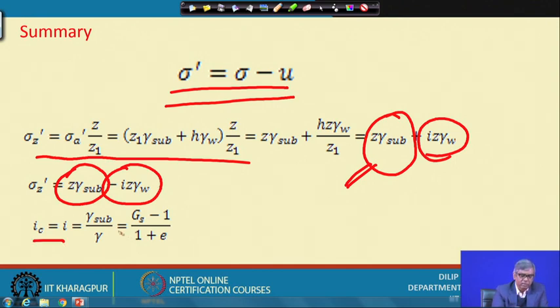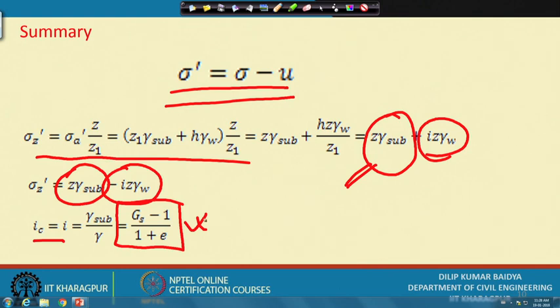Again, from this relationship I can get the critical hydraulic gradient equal to (G minus 1) by (1 plus e). This is again very important for solving problems in soil mechanics, which I have shown in the appropriate places, and you need to remember it properly.